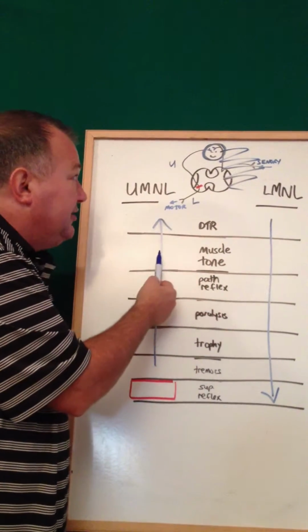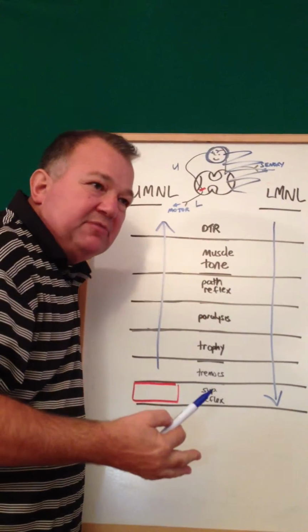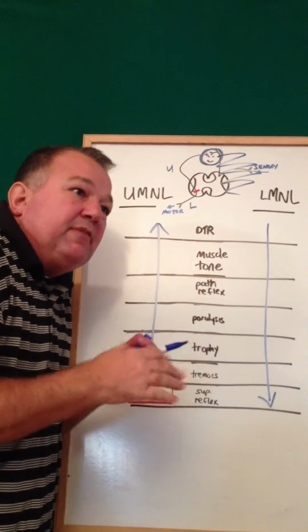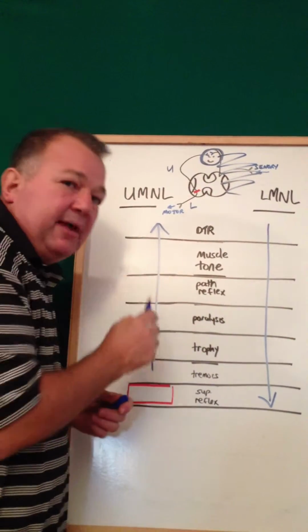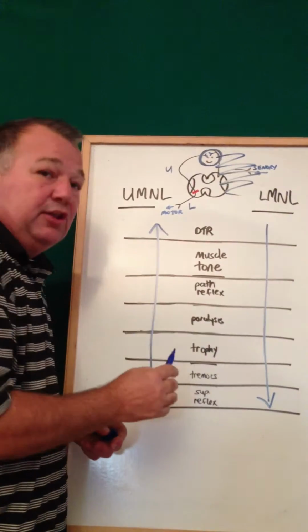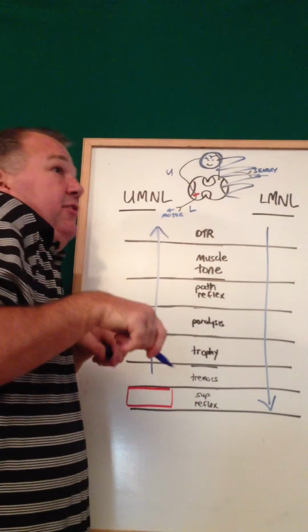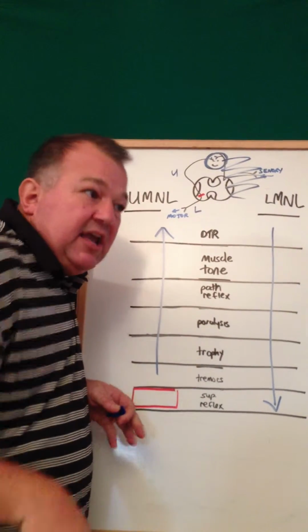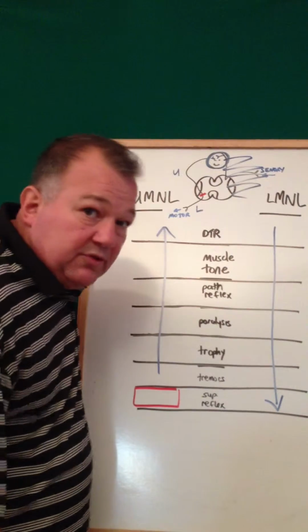Muscle tone will increase with an upper motor neuron lesion. Pathological reflexes are exaggerated responses, like when you stroke the bottom of a foot and boing, it'll splay out. Well, that is going to be an upper motor neuron lesion and absent in a lower motor neuron lesion. Paralysis, what do you think? Spastic or flaccid paralysis? It'll be spastic with an upper motor neuron lesion and flaccid with a lower motor neuron lesion.